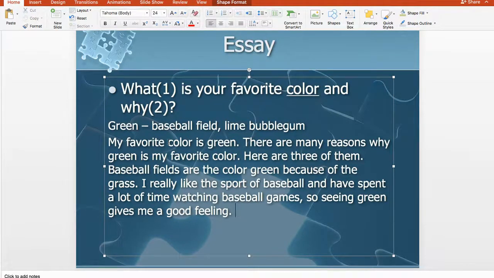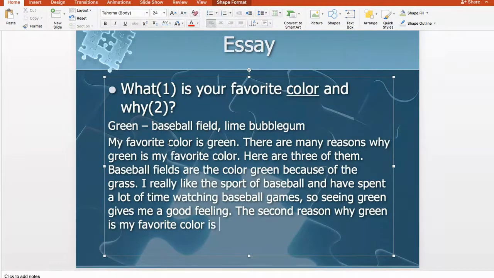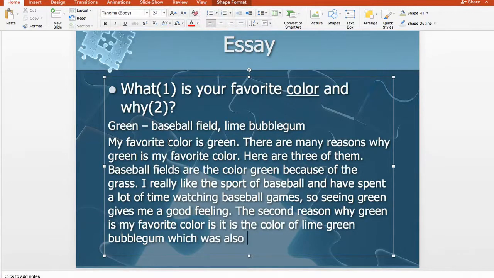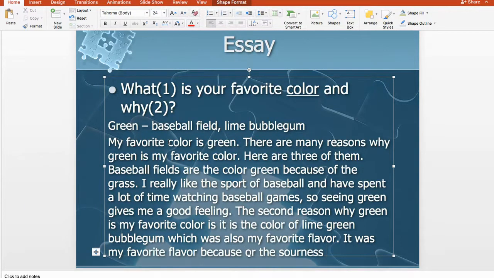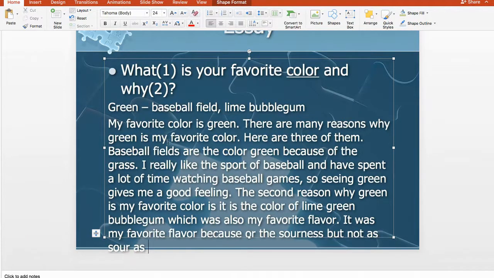I need to make sure that I'm letting them know I'm on my second one. The second reason, this is called a transition. Why green is my favorite color is, and then I could talk about the color of lime green bubblegum, which was always my favorite flavor. So then I would say, why was it my favorite flavor? It was my favorite flavor because of the sourness, not as sour as lemon.